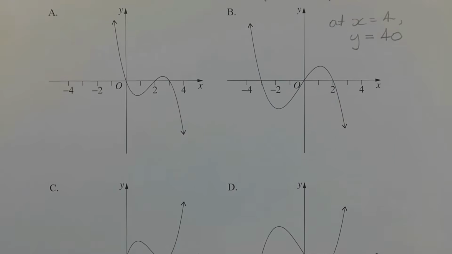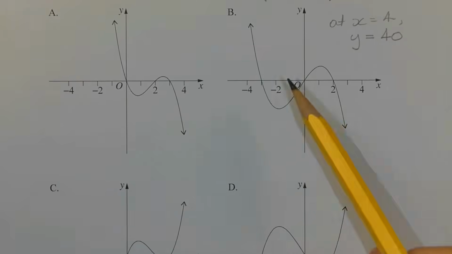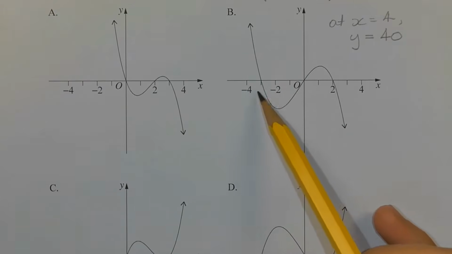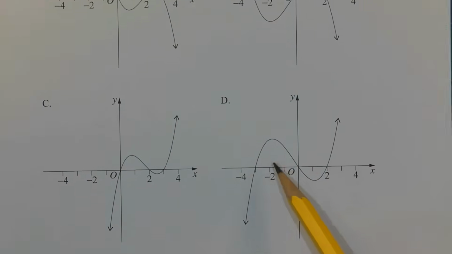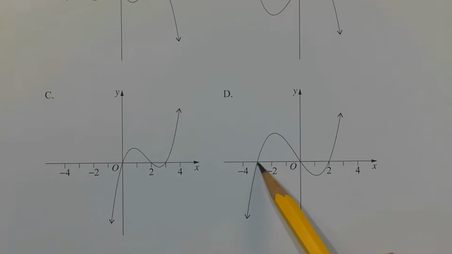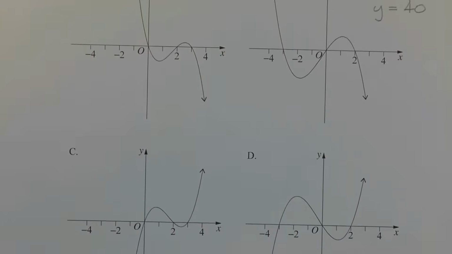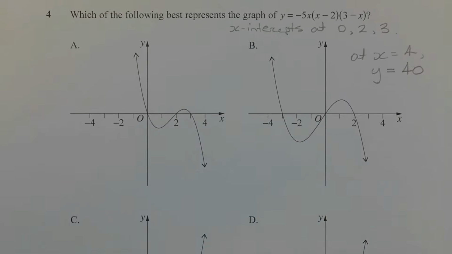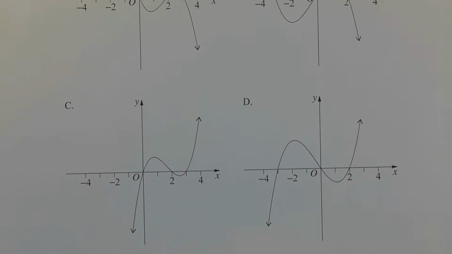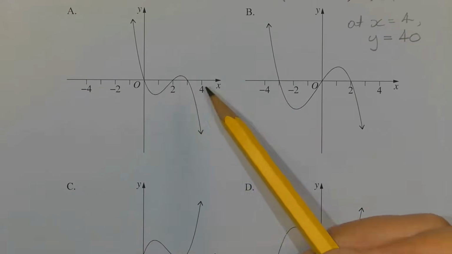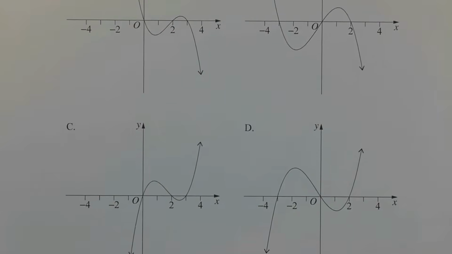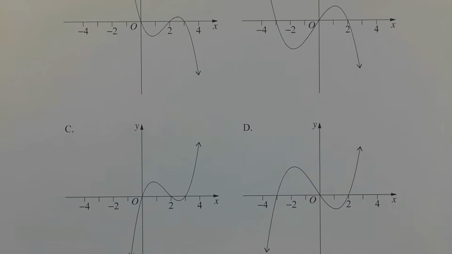So options B and D will be incorrect because one of the x-intercepts is negative 3. So this point here and this point here for option D. So the only viable options are options A and C, and they both have x-intercepts at the origin, at x equals 2, and at x equals 3. The question though is the direction of the graph. As x gets larger, does the y value get larger or smaller?